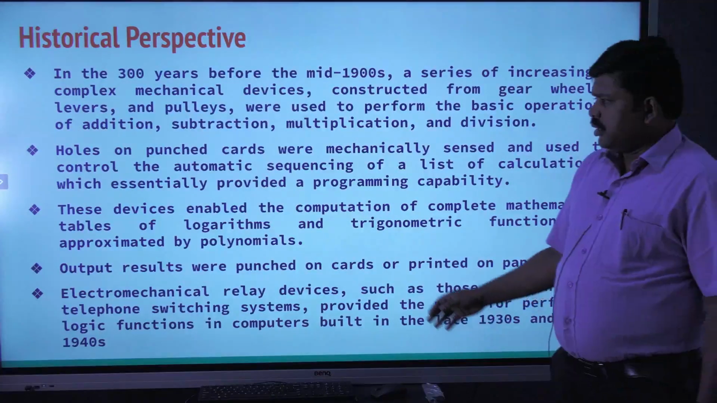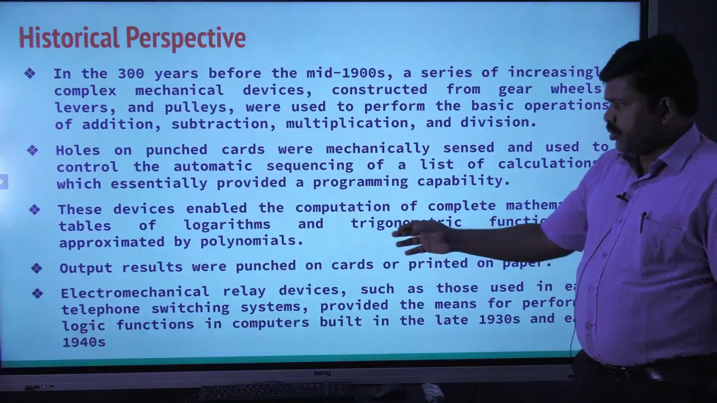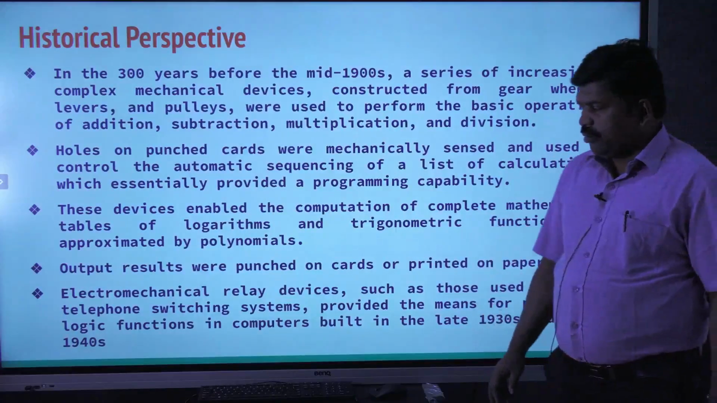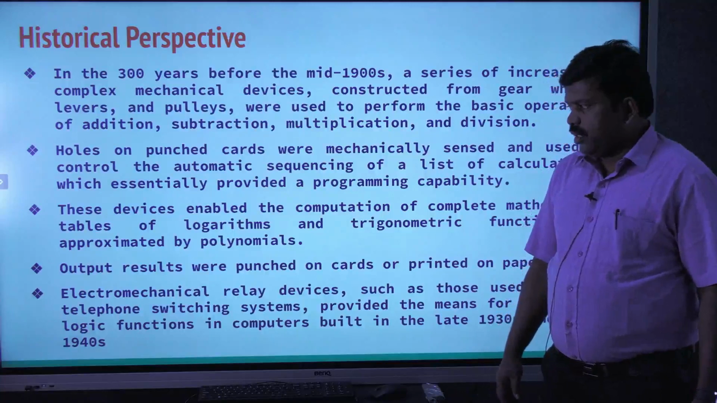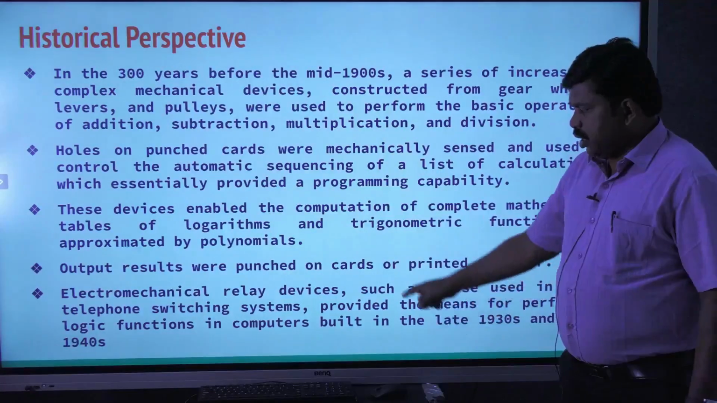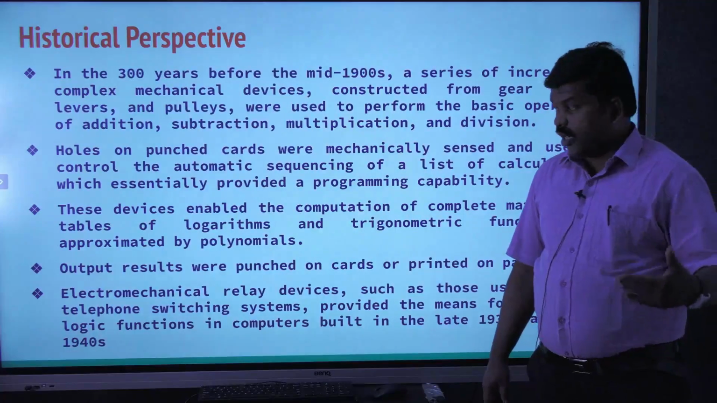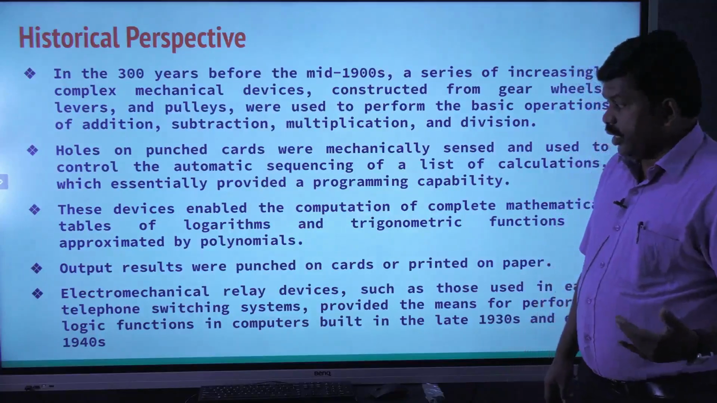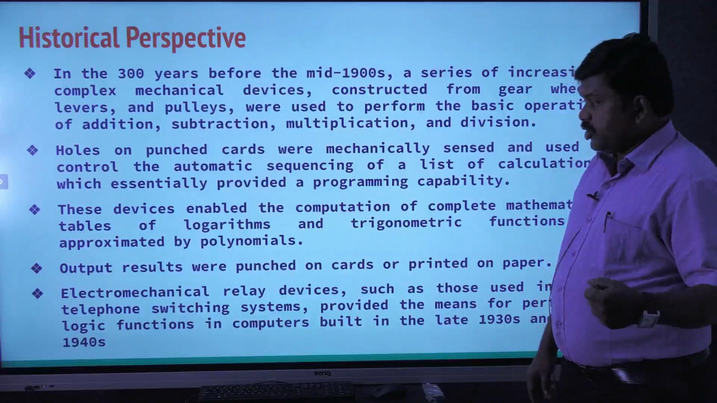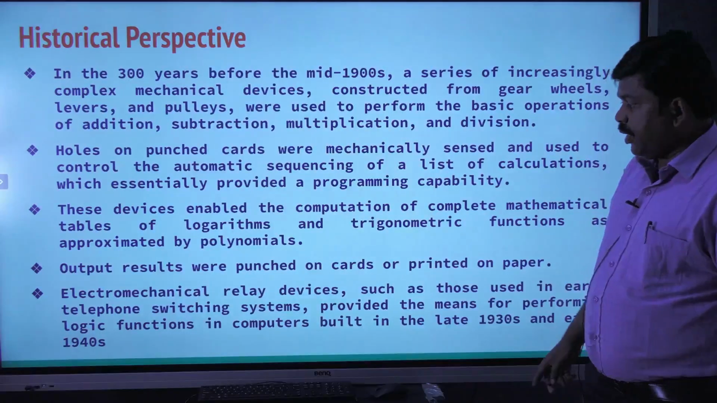After that, the use of logarithms and trigonometric functions approximated by polynomials led to the mathematical background of computer systems. The output of the punched cards was normally punched on the cards and printed on paper, so that they could keep track of the employees' attendance, and the employee personal information printed on the punched cards would be taken into data processing.